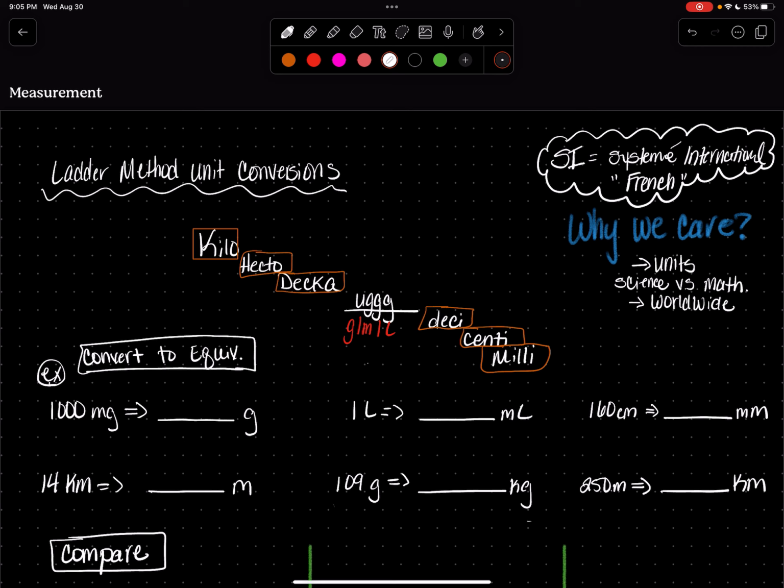They all have basic meanings to them. They start with kilo, which means 1,000. Then we go down to hecto, which means 100. Deca, which means 10. Then our base unit, which is our grams, meters, and liters. That's a base unit of 1. And then deci, which is 0.1. Centi, which is 0.01. And milli, which is 0.001, or 1,000th.